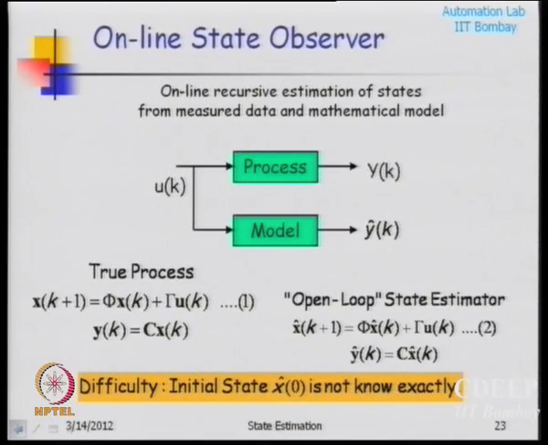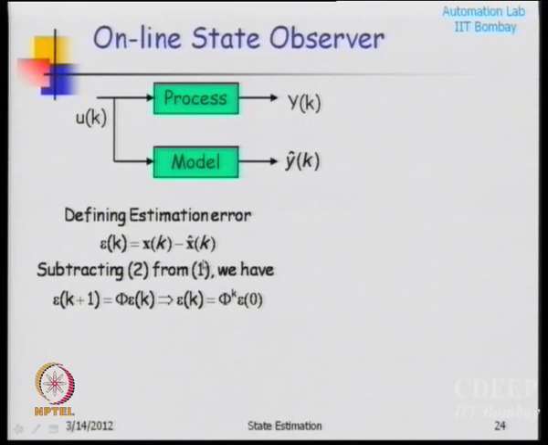Right now, I am just asking you to subtract 2 from 1. Okay. So if I subtract only the state dynamics, I am defining this error as x true minus x hat. This is my error. Then I get this difference equation, a linear difference equation. Is everyone comfortable with this?